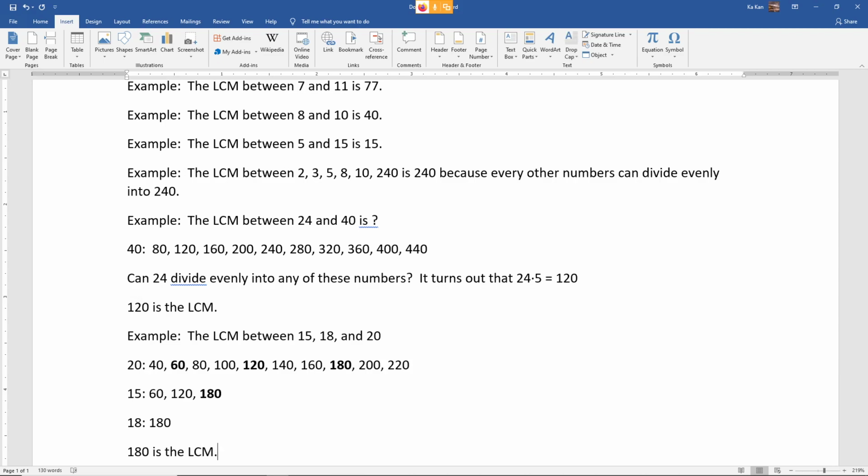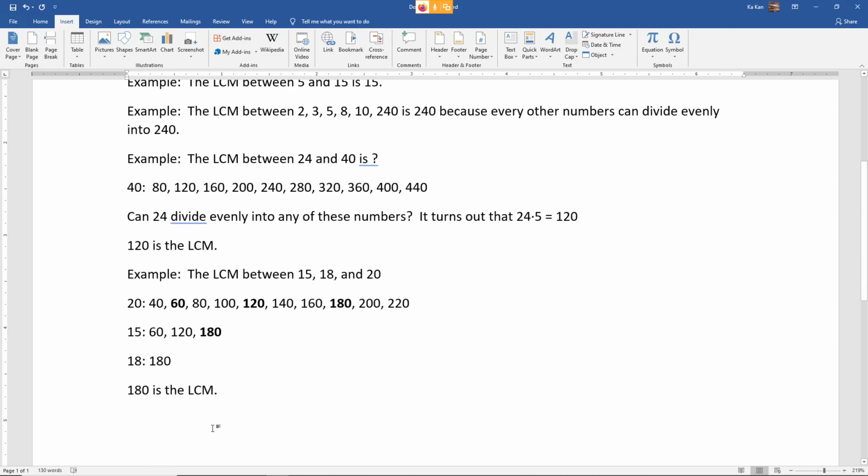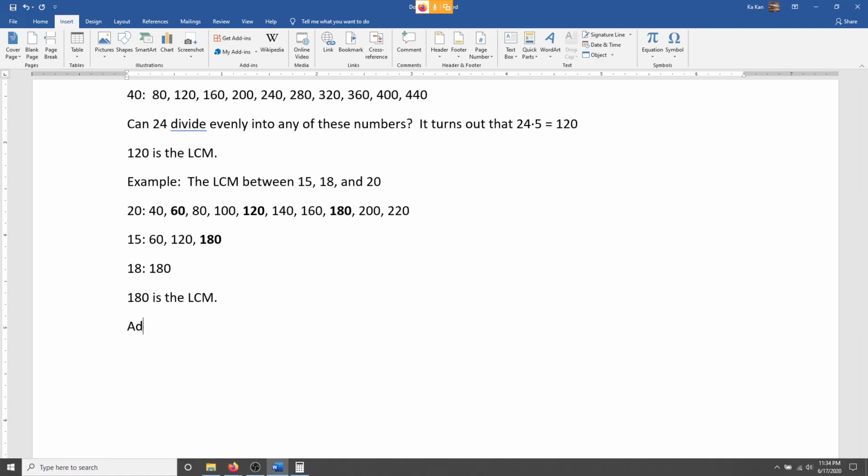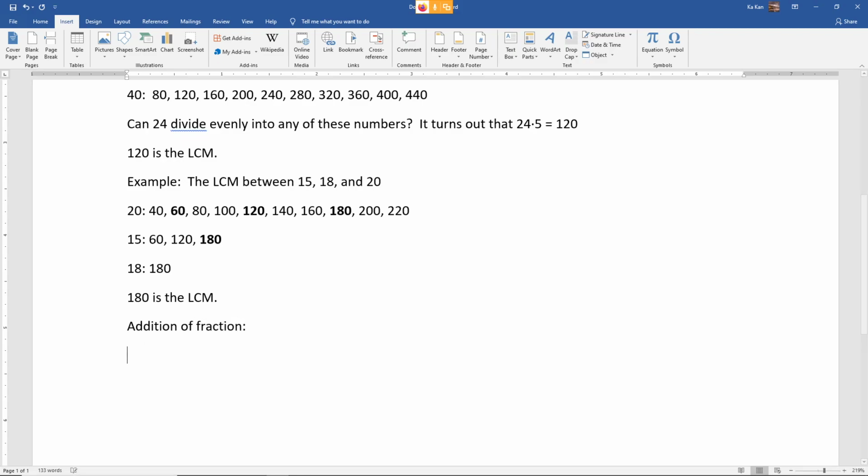This one is tough. Right? You got to actually think about it. You got to write it down. You got to check it out. So it's different than the other ones that we have. But why do we need to know LCM? Because addition. Addition of fraction requires LCM.